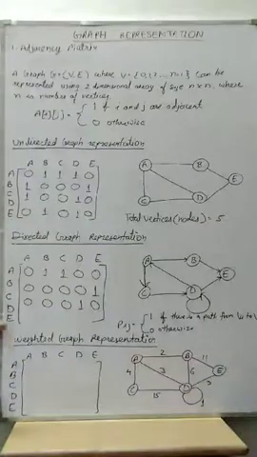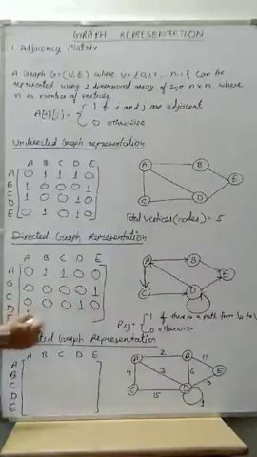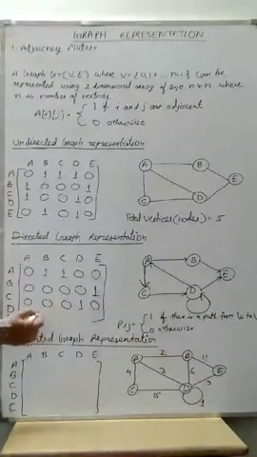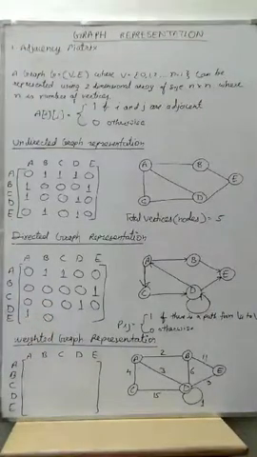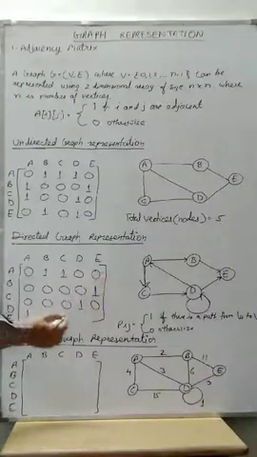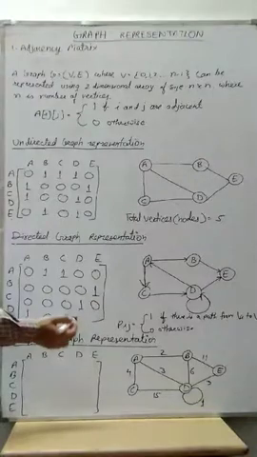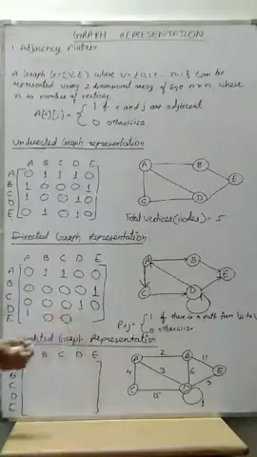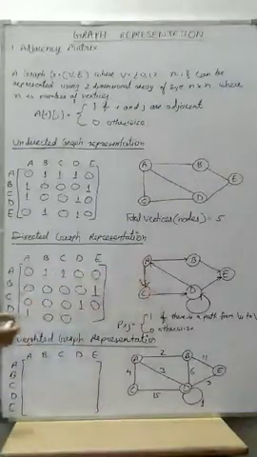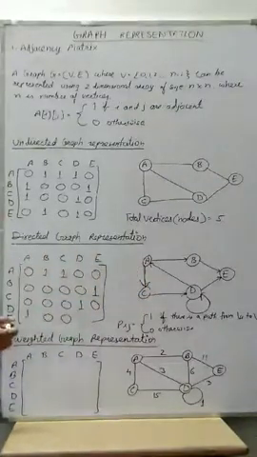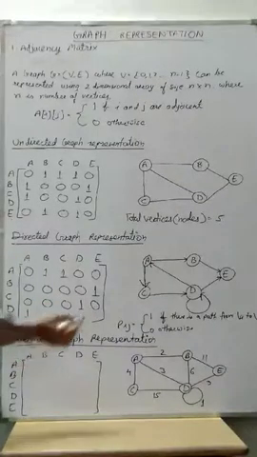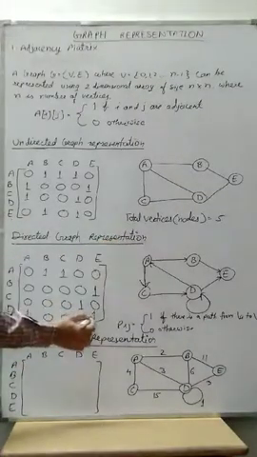Next, is there a path from D to A? Yes, there is a path from D to A. D to B, no path. D to C, no path. D to D, no. Sorry, yes, there is a path from D to D. The self loop is there, so D to D is a path. D to E, yes, there is a path.